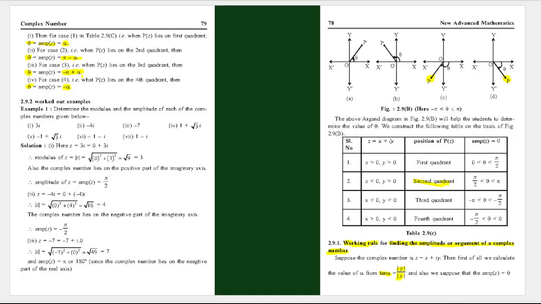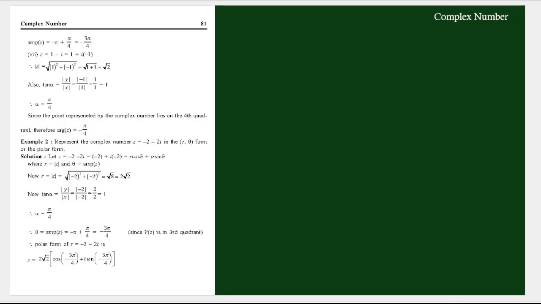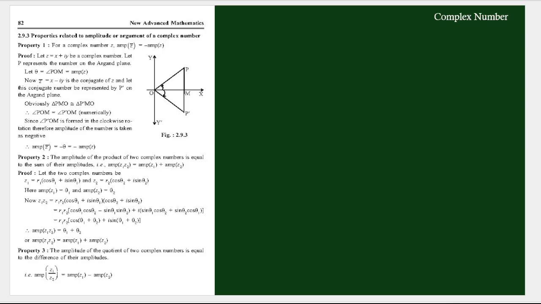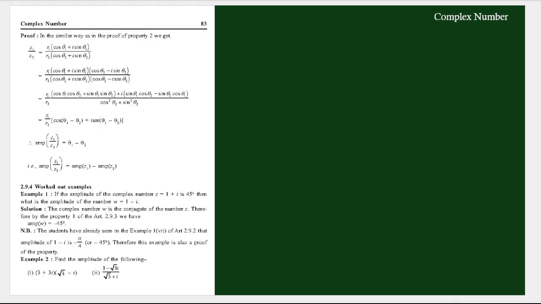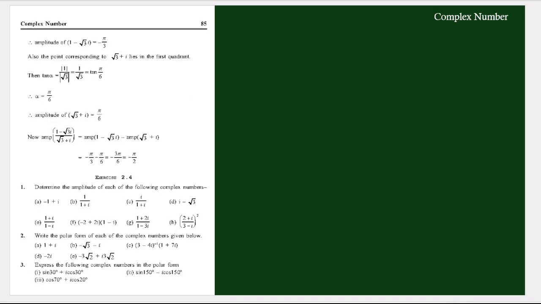Our concept ends here. Now our exercise will start. The properties are remaining. How many properties are there? Property 1, property 2, property 3. We have got three properties. Then we have the exercise.